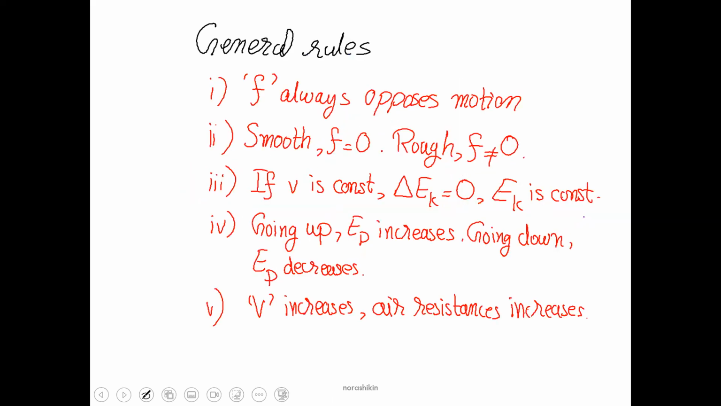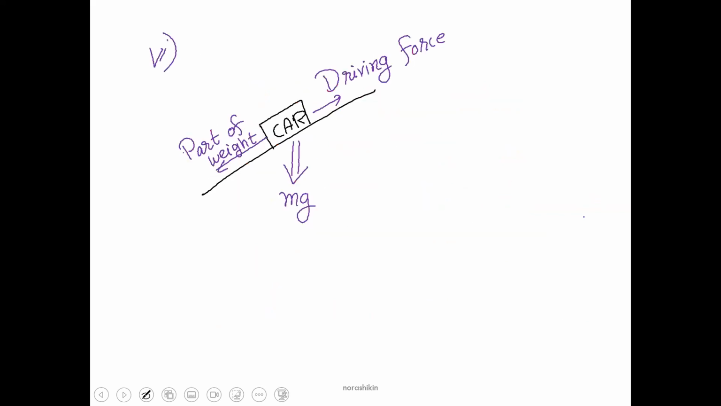Remember the general rules. Friction always opposes the motion. If the surface is smooth, friction is zero. If velocity is constant, kinetic energy is constant. When you're going up, potential increases. Coming down, potential decreases. I have given you these points before also. Remember that when velocity is increasing, kinetic energy increases. When velocity is decreasing, kinetic energy decreases.